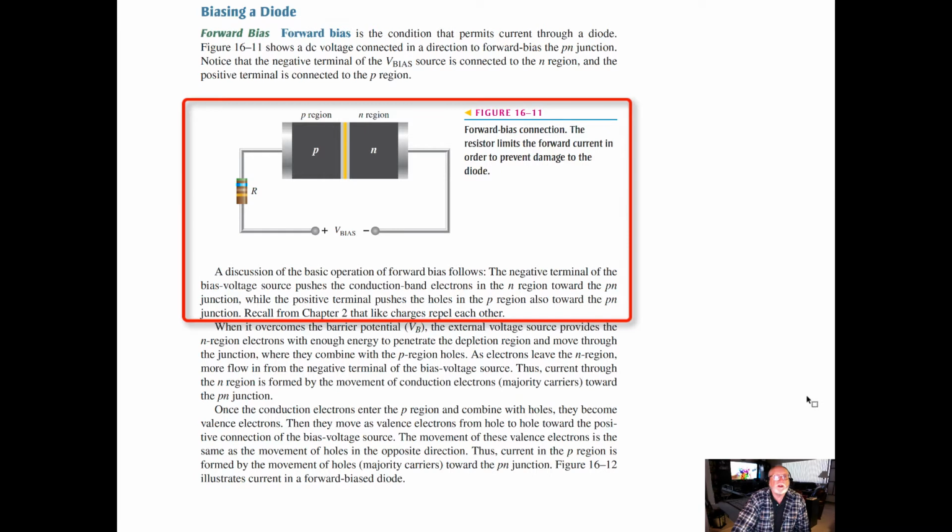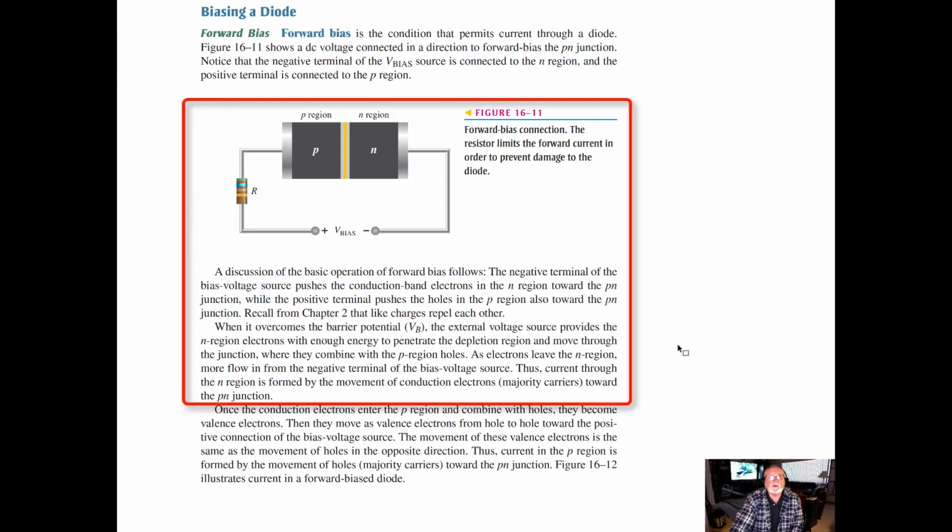The negative terminal of the bias voltage source pushes the conduction band electrons in the N region toward the p-n junction, while the positive terminal pushes the holes in the P region also toward the p-n junction. If you go back to chapter 2 of the text, you'll recall that like charges repel each other. Okay, that's fundamental. When it overcomes the barrier potential V B, the external voltage source provides the N region electrons with enough energy to penetrate the depletion region and move through the junction.